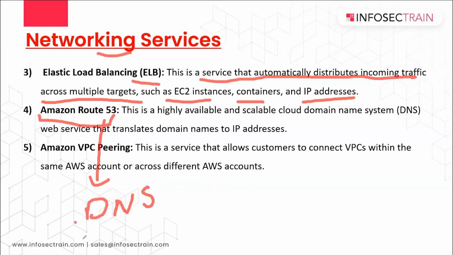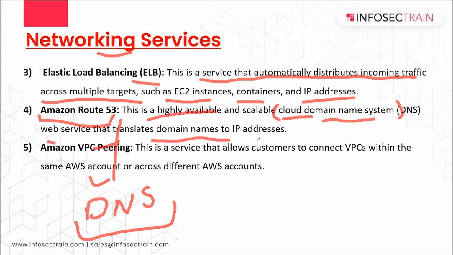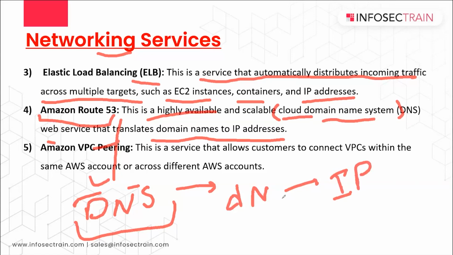It's your DNS. So this is a highly available and scalable cloud domain name system. It is the DNS of AWS, a service provided by AWS that translates domain names into IP addresses. So this is the job of the DNS. If you are not familiar with the job of the DNS, it tries to convert your domain name to your IP address, and it also converts your IP address to your domain name.